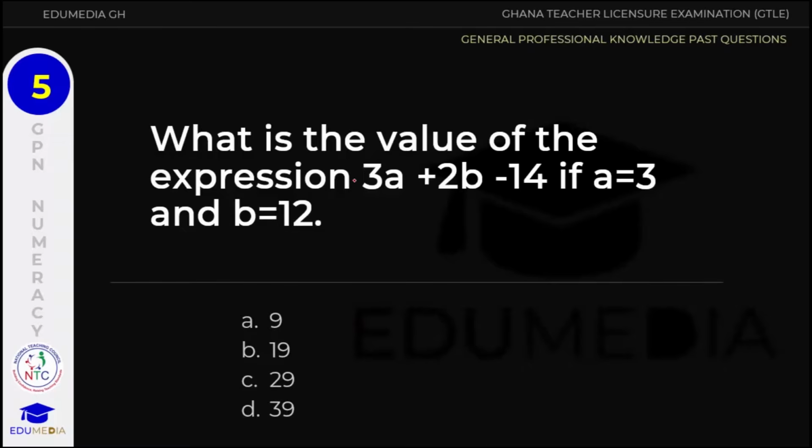What is the value of the expression 3a plus 2b minus 14 if a is 3 and b is 12? For this, we need to do the substitution for us to get the answer. We take 3, the value for a is 3 as well, plus 2, the value for b is 12. And then you take out the 14.